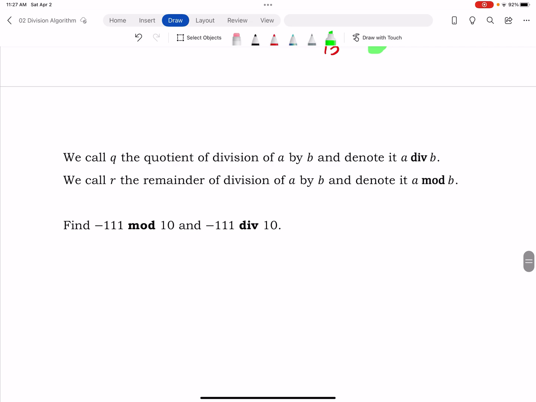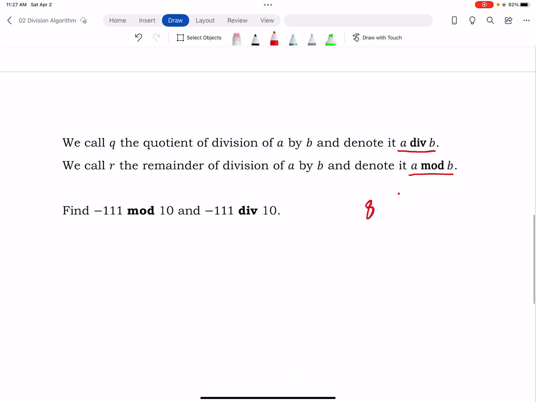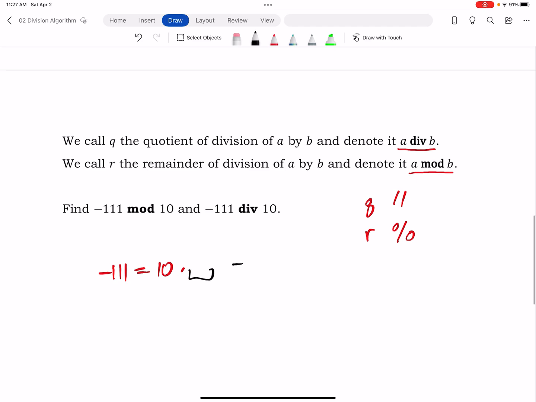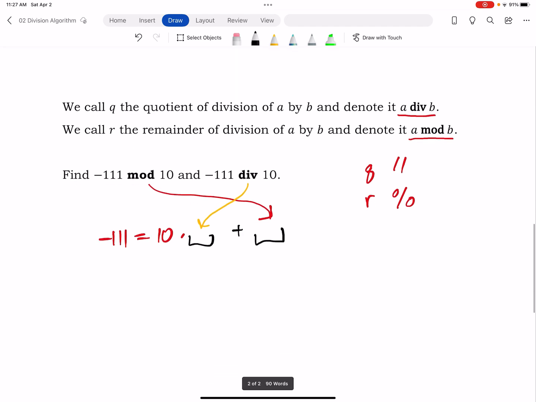So we call q the quotient, and we could also denote it by a div b. And we call r the remainder and denote it by a mod b. Remember, q is this operator and r is this operator. So if I want to find negative 111 mod 10 and negative 111 div 10, I want to use the same division algorithm and write negative 111 as 10 times something plus something. The remainder is going to be the mod, and the quotient is going to be the div. But remember, the mod, the remainder, has to be between 0 and 10, because 10 is my b.